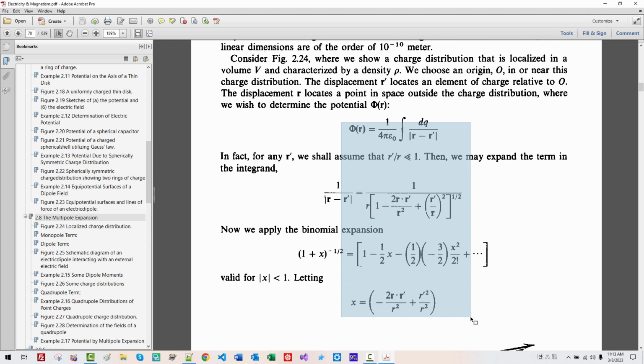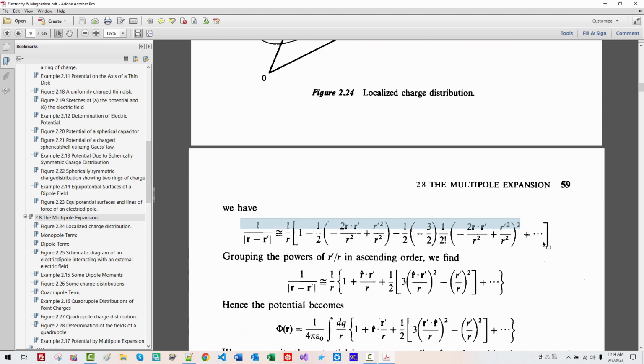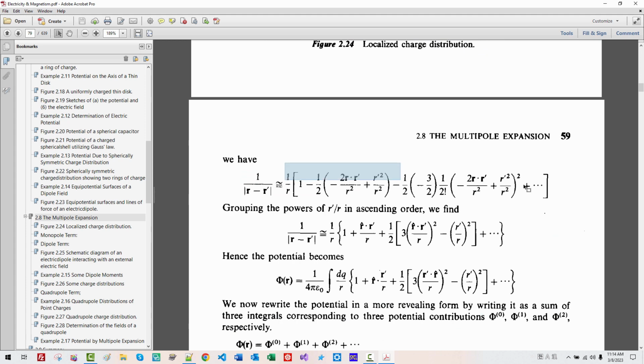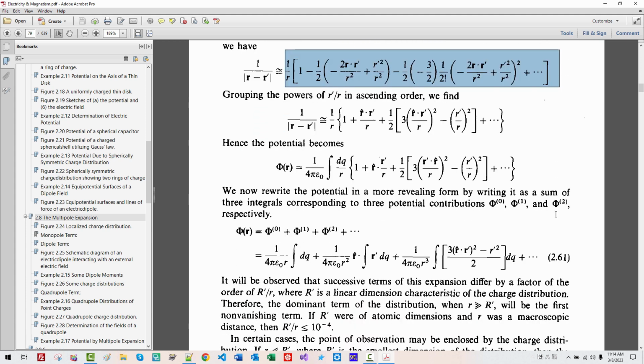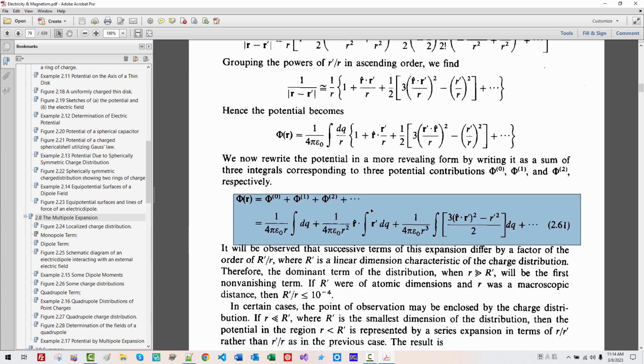This example is by no means simple. We have to expand the vector as a Taylor series like this. This formula looks very scary. Then we will assemble the parts to compute the electric potential.